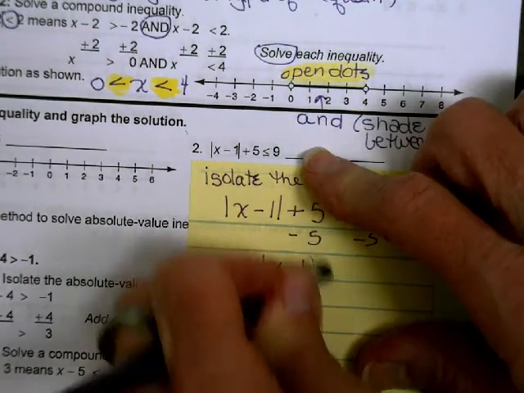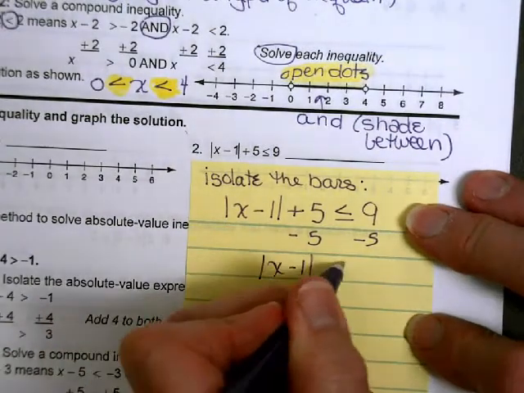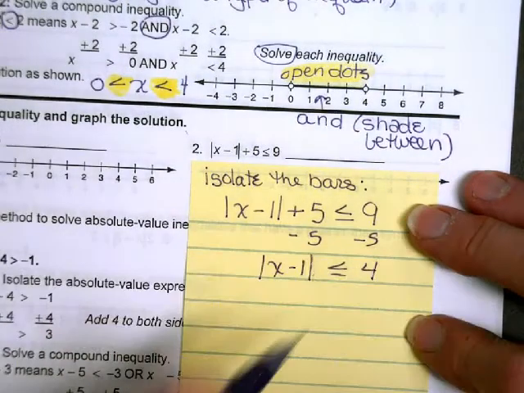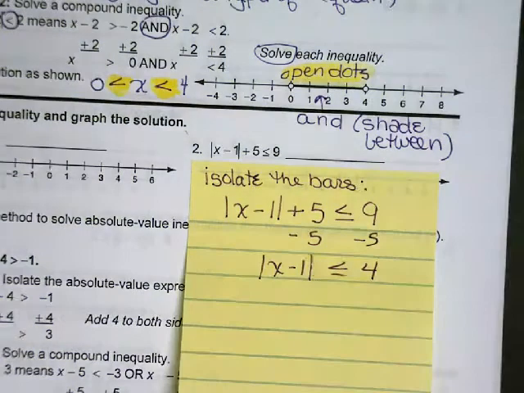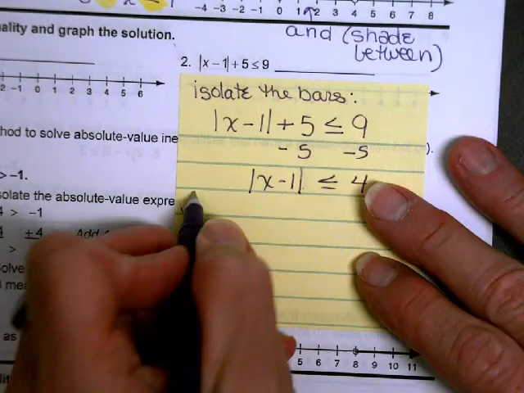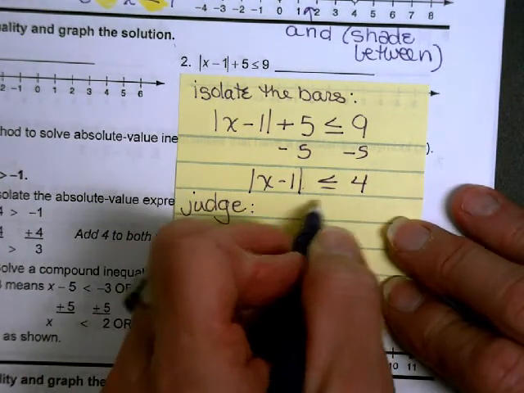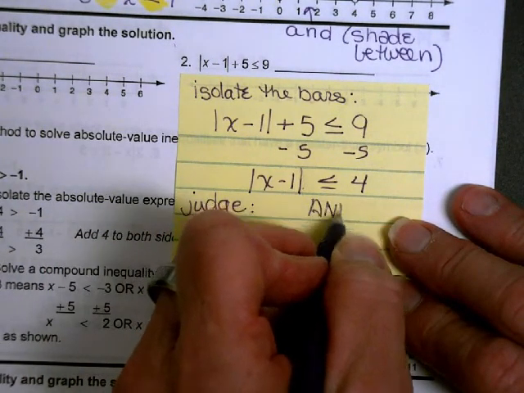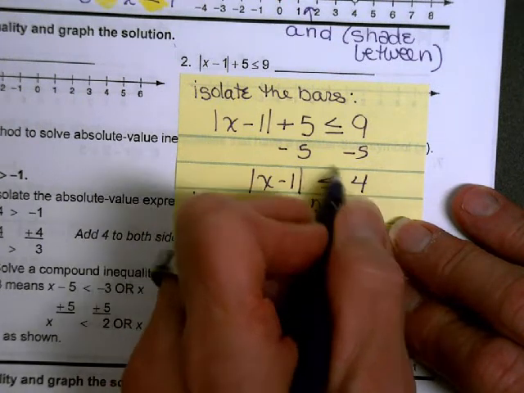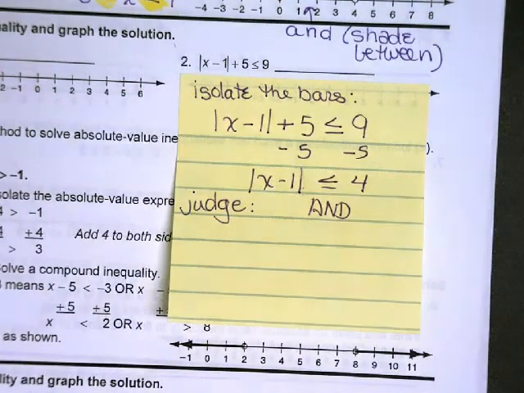Oh, pickles. Less than or equal to 4. Now, I have to judge. It's an and. See that less than sign? Lazy L. Less than means I have an and compound inequality.